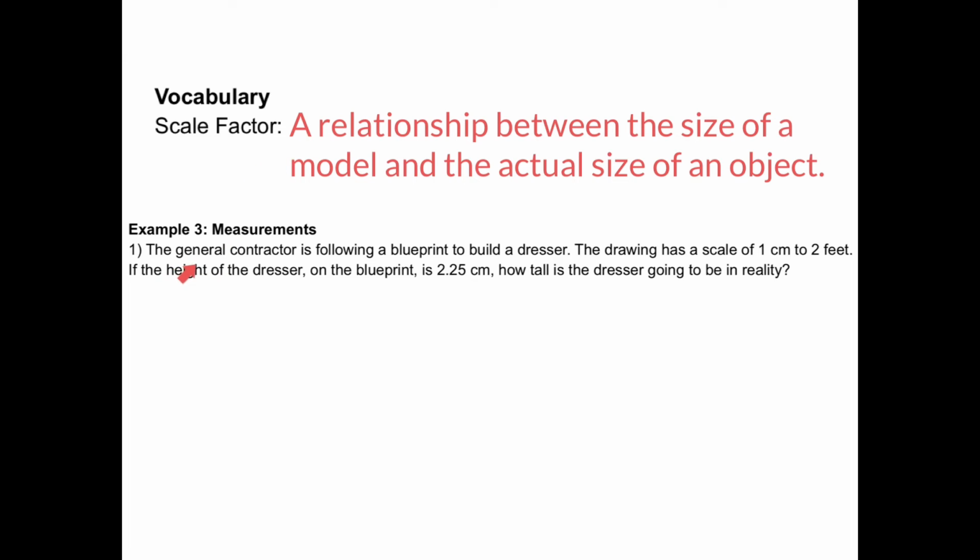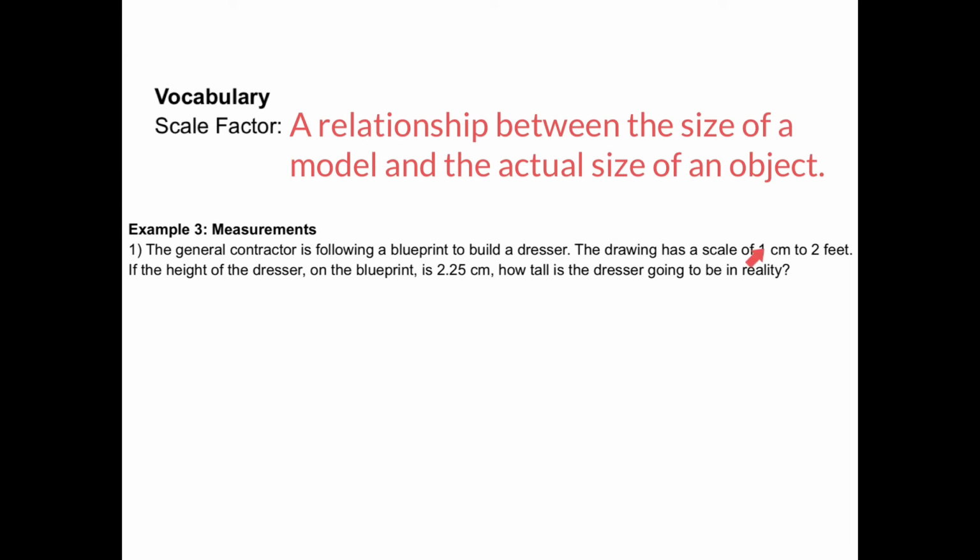And in this first example, it says the general contractor is following a blueprint to build a dresser. The drawing has a scale of 1 centimeter to 2 feet. That's going to be our ratio. That's going to be our fraction. Then it says if the height of the dresser on the blueprint is 2.25 centimeters, how tall is the dresser going to be in reality?